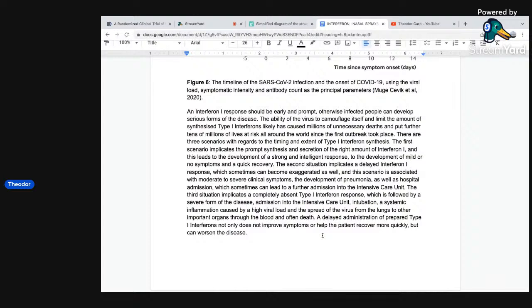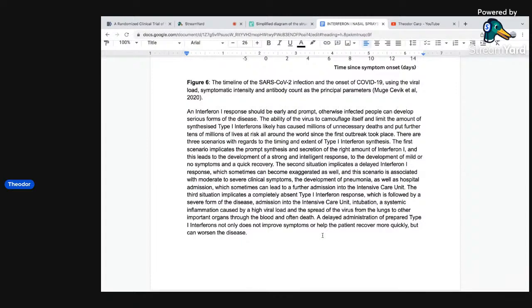So if you have an early response with type 1 interferons, you have an extremely low chance of developing severe sickness, and over 99% of the cases, even 99.9% of the cases involving an early response with interferon 1 will result in mild to no symptoms and generally no complications.